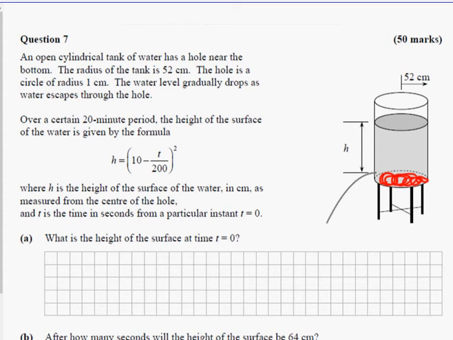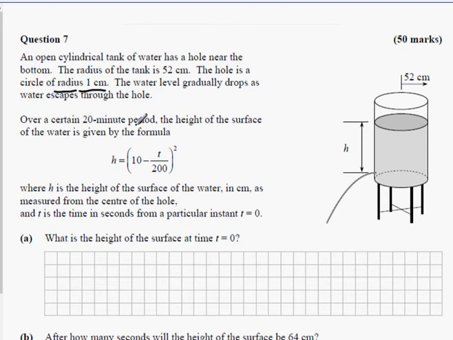So the radius is fixed, okay? So as such, it is treated like a constant. Does everybody get that? Radius can't change, okay? So the hole is a circle of radius 1. We're going to use that in part 4. The water level gradually drops as the water escapes through the hole.